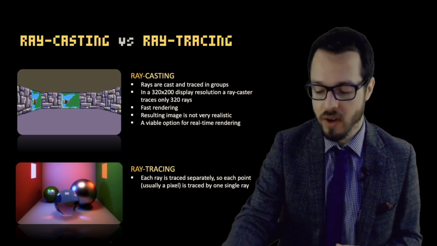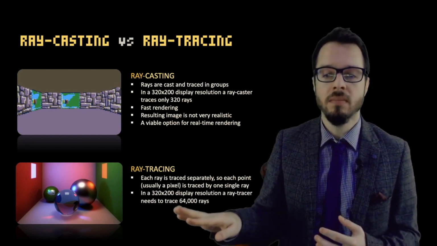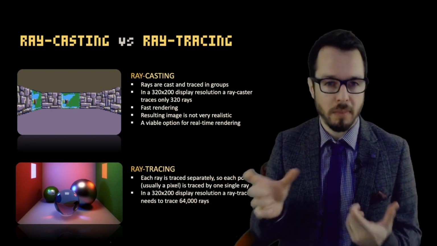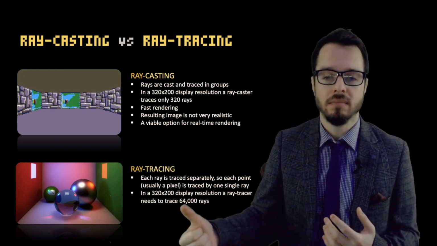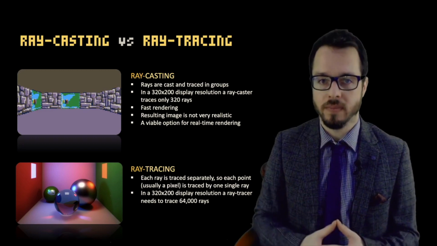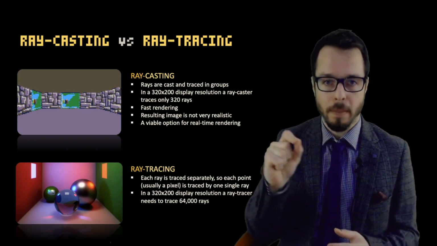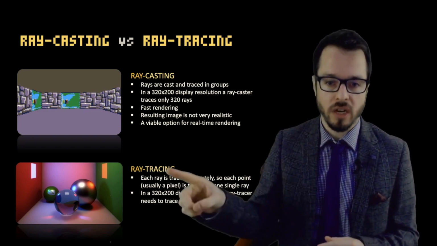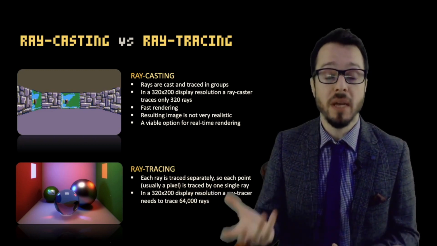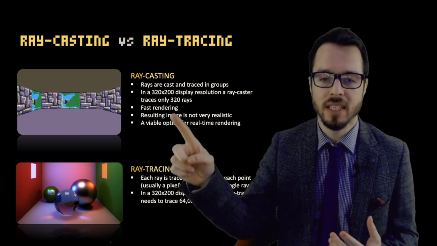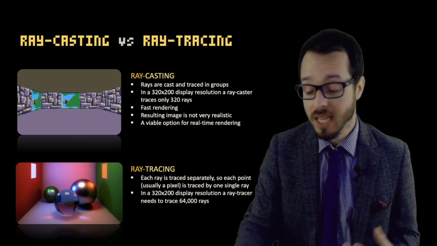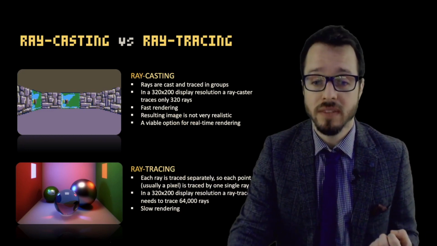That means that for ray tracing, if we look at the same 320 by 200 display resolution, a ray tracer needs to trace 64,000 rays. One ray per pixel of that image, right? 320 by 200, that is the amount of pixels that I have, 64,000 rays. A lot more rays than our 320, right? What are the implications of that?